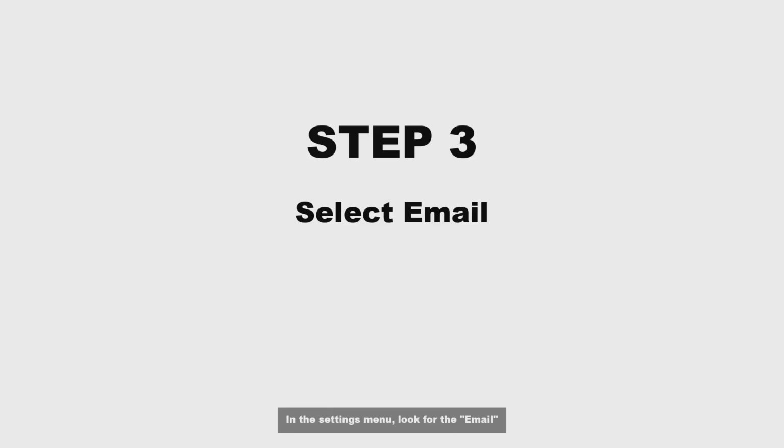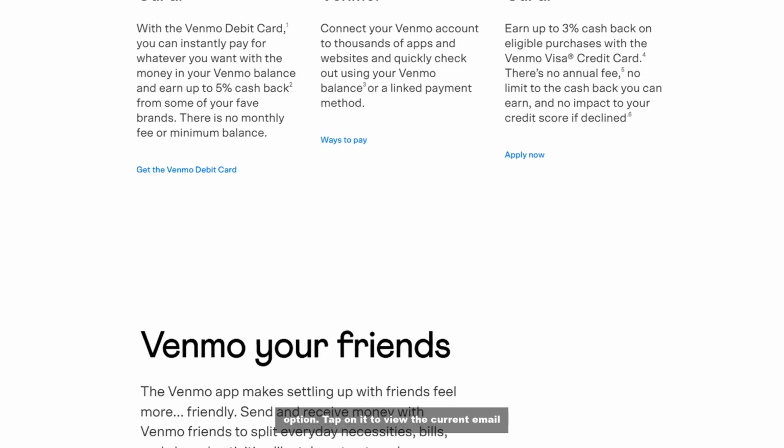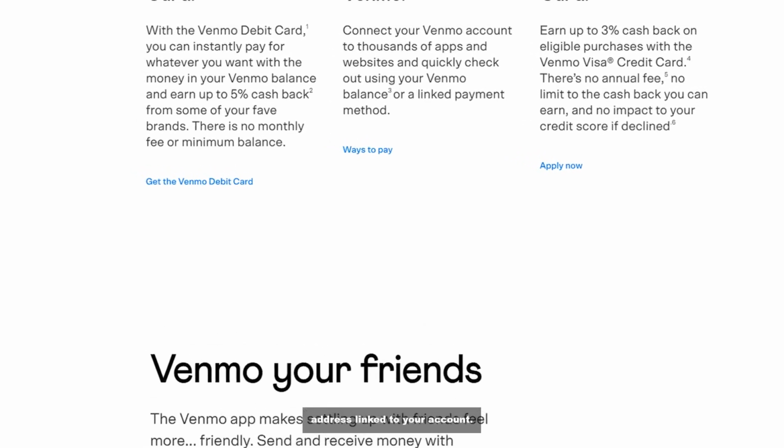Step 3. Select Email. In the Settings menu, look for the Email option. Tap on it to view the current email address linked to your account.